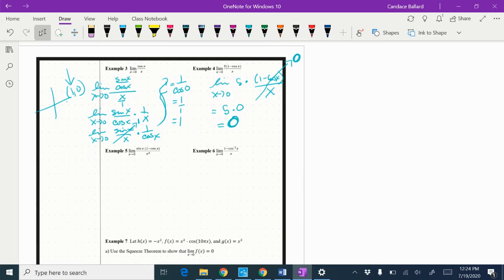All right, I'm looking at example 5. I know I can't put 0 in the denominator because it would make it an undefined denominator. I see a squared, and I kind of see some of the parts I need, so I'm going to try splitting up that squared. So the limit as x approaches 0 of sine x over x times 1 minus cosine x over x. So I split it up. I know that this limit goes to 1, and I know that limit goes to 0. So I've got 1 times 0, or 0.